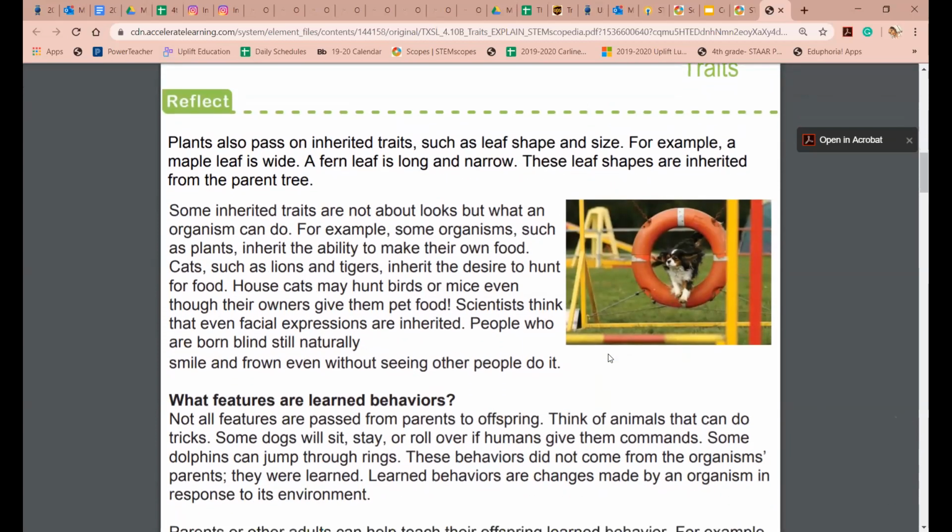Okay, other organisms that pass on inherited traits. Inherited traits other than animals and humans are plants. So for example, plants can pass on leaf shape and size. So for example, I just said for example like 10 times. For example, for the 11th time, a maple leaf is wide and a fern leaf is long and narrow. These leaf shapes are inherited from the parent tree.